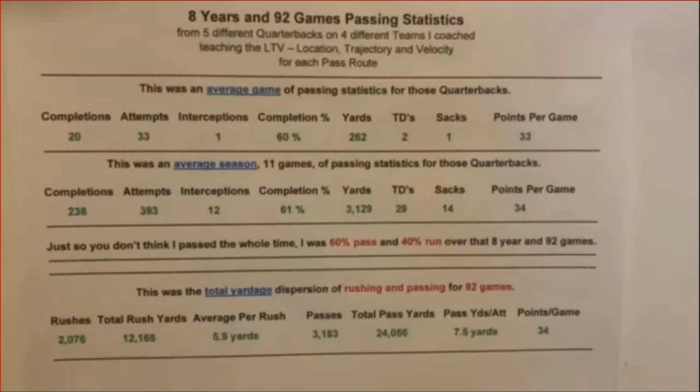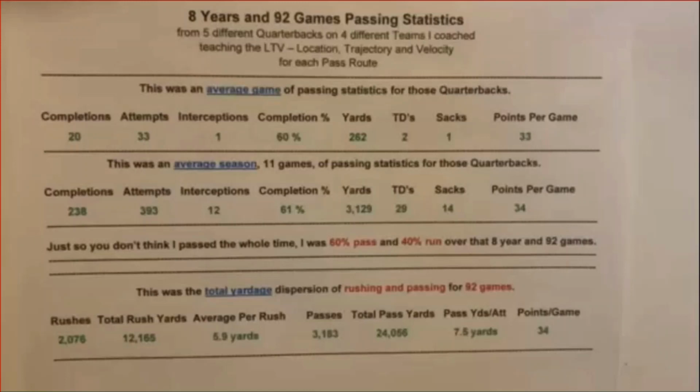We've eliminated interceptions down to 1 a game. 60% of our passes are completed, and we're throwing a touchdown to interception ratio of over 2 to 1, just by coaching the location, trajectory, and velocity.